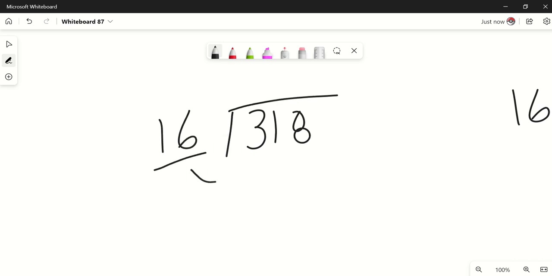I said 16 couldn't go into 31. And I don't know why I didn't catch this. It could go into 31. And I feel like a fool now, because it can go in one time. If you subtract 16 from it and borrow, this will be 11 minus 6 will be 5.